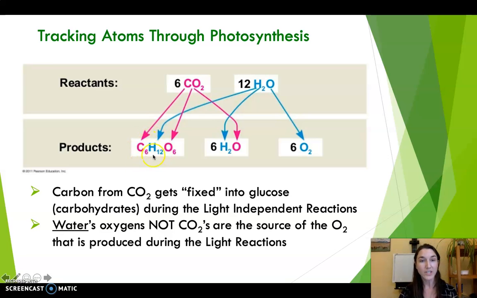The hydrogens, remember, have made a very long journey. Those hydrogens were originally part of water, which was split by photosystem 2. Those hydrogens passed through ATP synthase and were used to help make ATP. They were affixed to NADP+ to make NADPH, which eventually delivered them to the Calvin cycle, and they eventually got attached to these carbons as part of glucose.